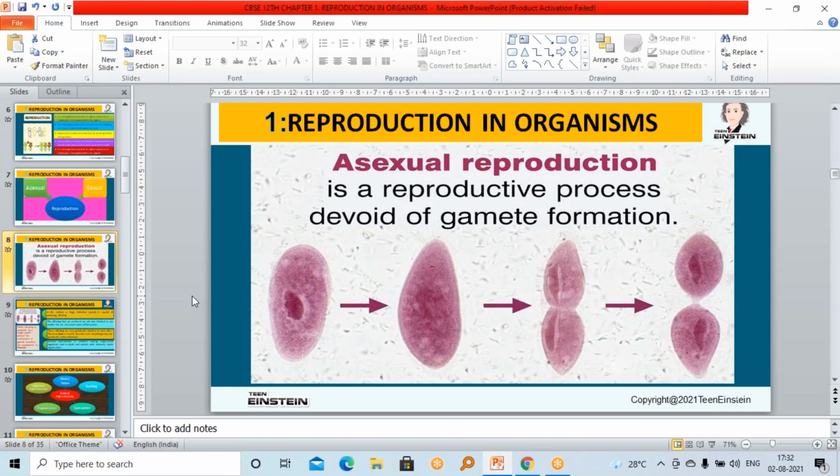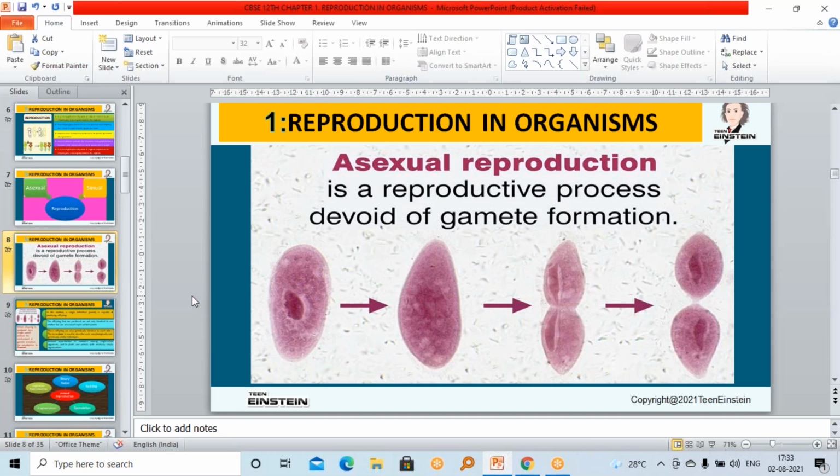Mainly, how many types of reproduction are there? Reproduction is mainly of two types, asexual reproduction and sexual reproduction. Is it clear? There are two types of reproduction, asexual reproduction and sexual reproduction.